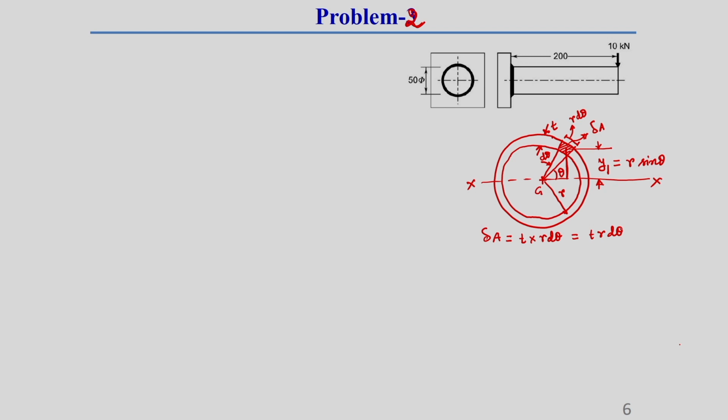Now, we will first find the small elemental area's moment of inertia about the x axis. Let it be considered as delta I x x. This will be equal to the small elemental area delta A into the square of the perpendicular distance from this x axis. What is the perpendicular distance here? It is y 1, so y 1 square.